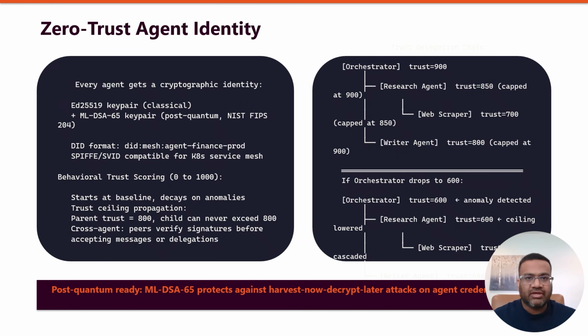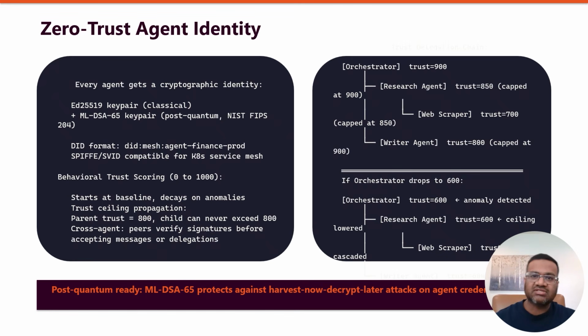Now let's talk about identity. In the Ubuntu world, you understand this instinctively. You do not run services as root. You do not give every process the same credentials. You use SSH keys, GPG keys, certificate chains. AGT applies the same principle to AI agents.